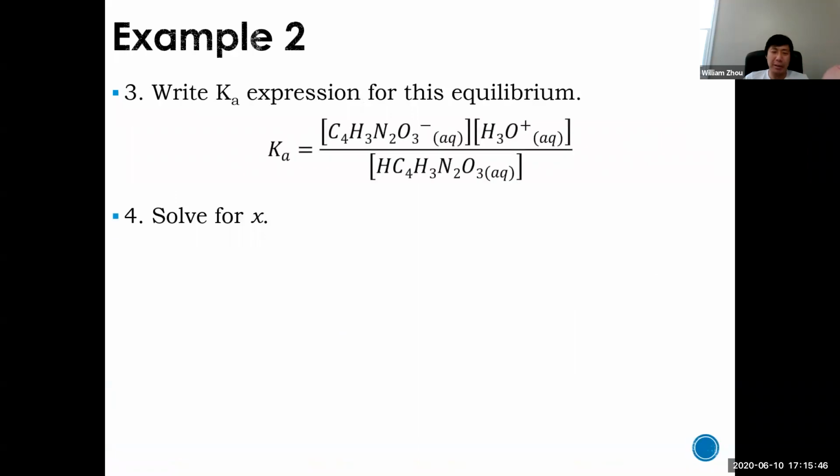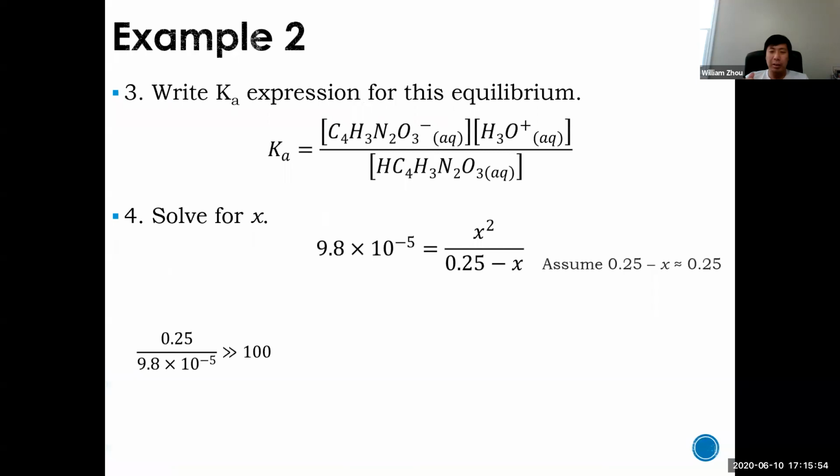All right, so the Ka expression is here. You would plug in all your numbers. You know what the K is. You sub the X's in. Oh, whoops, I screwed up the PowerPoint there. So assume that X is so small that if you subtract X, it doesn't make a difference. If you assume that, well, you have to justify.